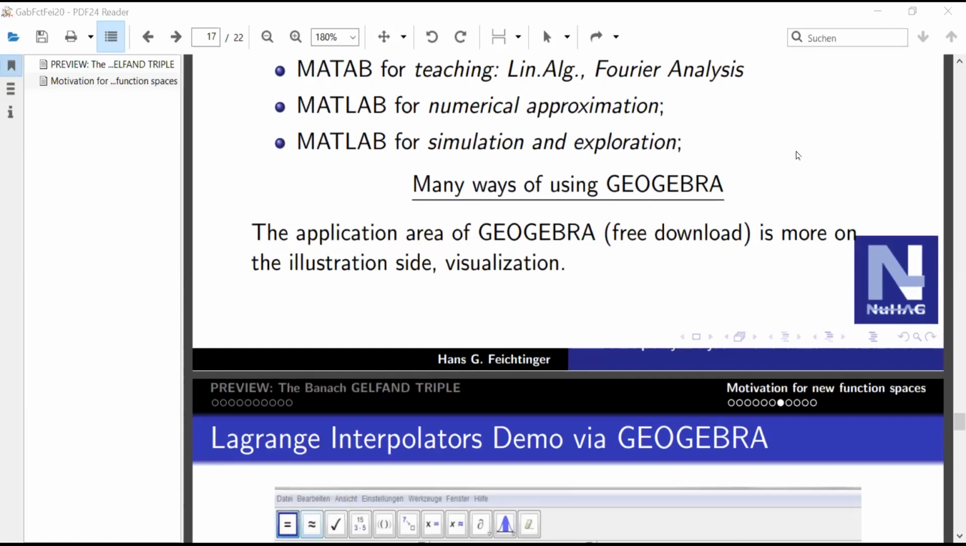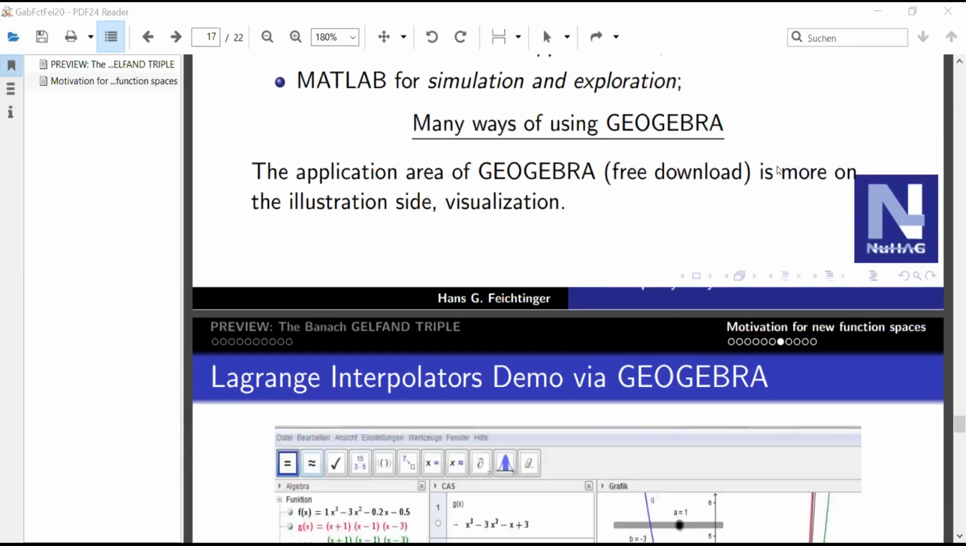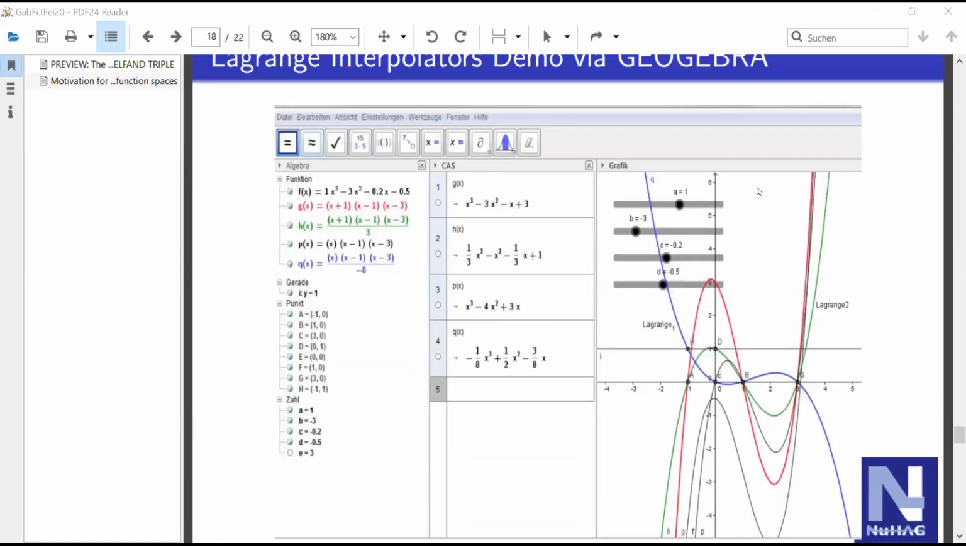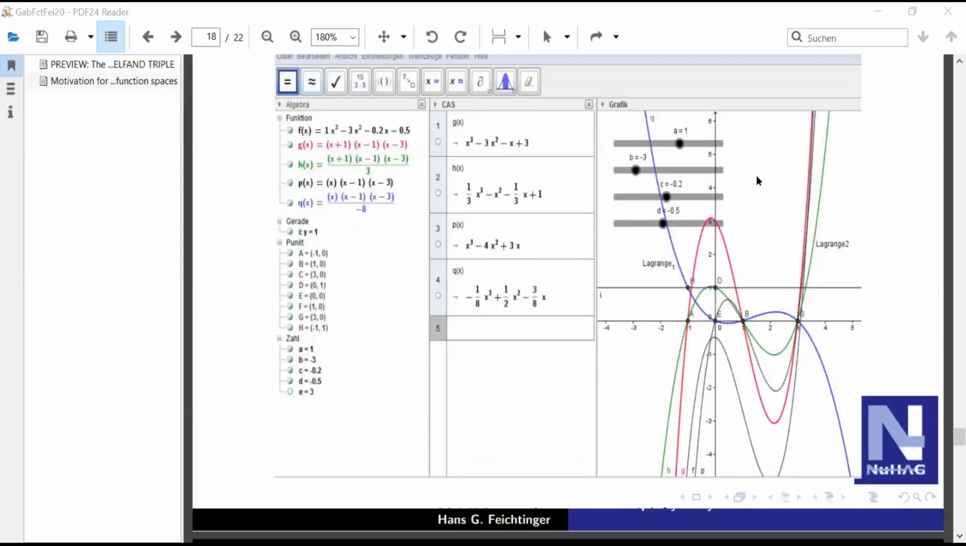So I'm not sure if there's enough time at the end, so I will jump quickly and just show you pictures. But you can also design such things very easily yourself, just knowing the mathematical content, and then share it with your students. I think that's another good idea.